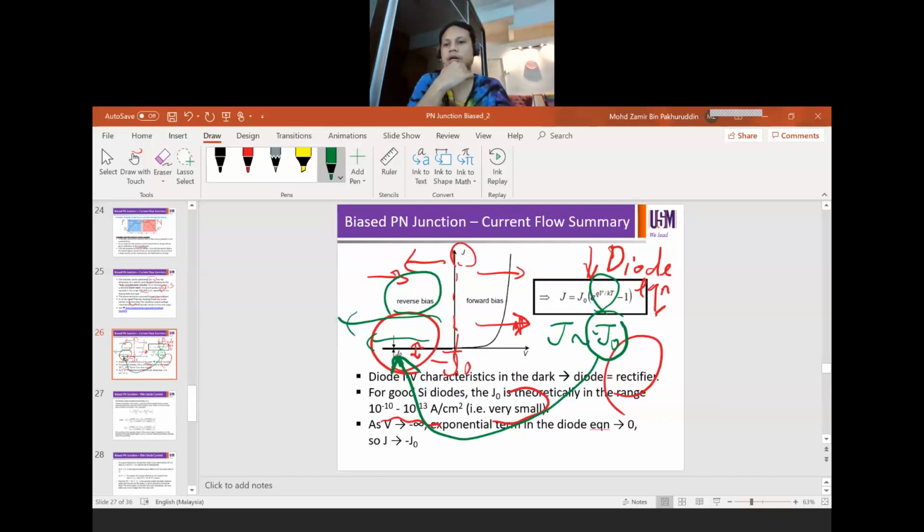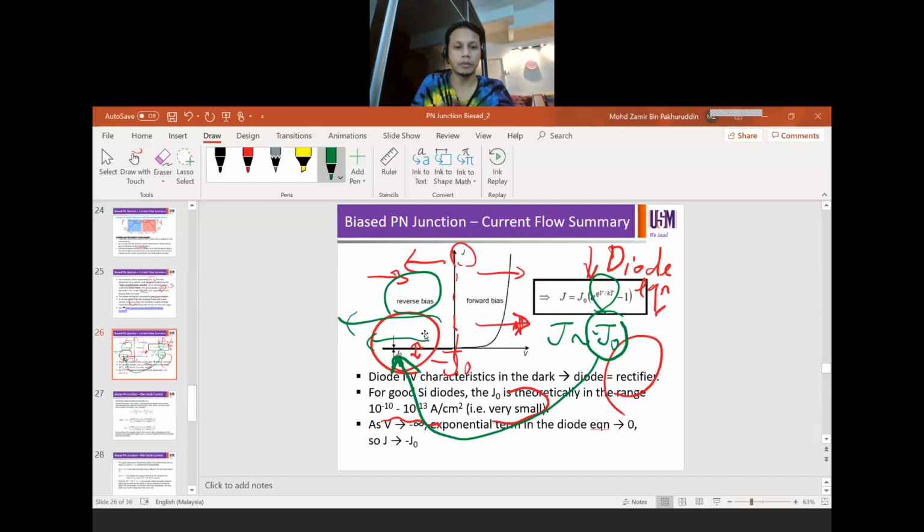So is it okay so far? Can you understand the diode equation from this slide? Right, that's good. So the diode only allows the current to flow in one direction. Therefore, the diode is called a rectifier. The diode doesn't allow the current to flow in the negative direction because it's a rectifier. However, we do have a small value of J naught due to the diode law equation, right? So it's very small, in the region of minus 10, minus 12.